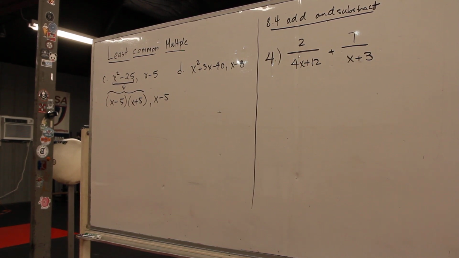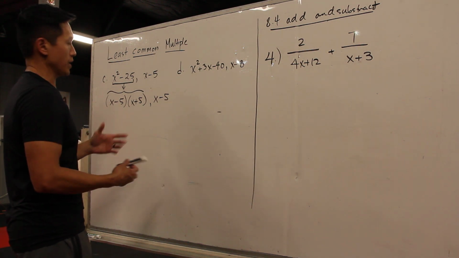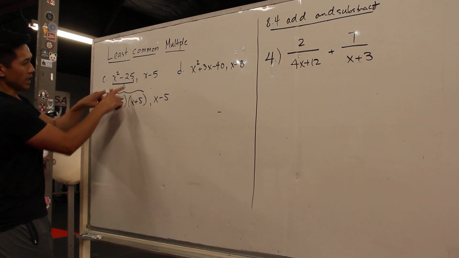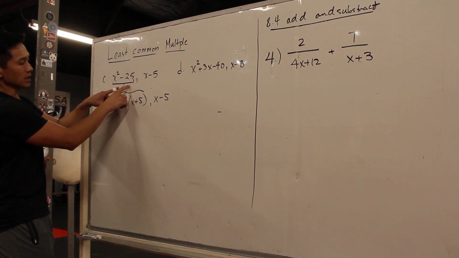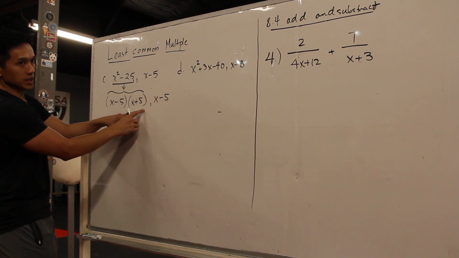Okay guys, I had a question about least common multiple and a question on the 8.4 add and subtract. On the least common multiple, what I have to do in C and D is factor apart the quadratic. So if I factor apart this quadratic, I get x minus 5 times x plus 5.